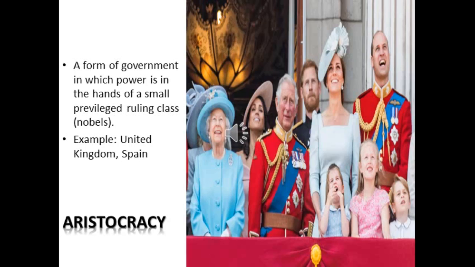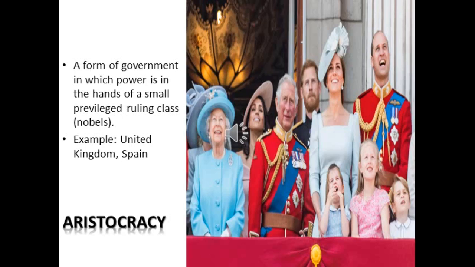So aristocracy means government is under the control of a small privileged ruling class, that is the nobles. That means the persons with some special rights. With the nobles only, the government was under the control. Though there was a king or queen, they wouldn't take decisions on their own. They had to consult with the noble class people, and only then could they control the government and take their decisions. Such a type of government is called aristocracy.